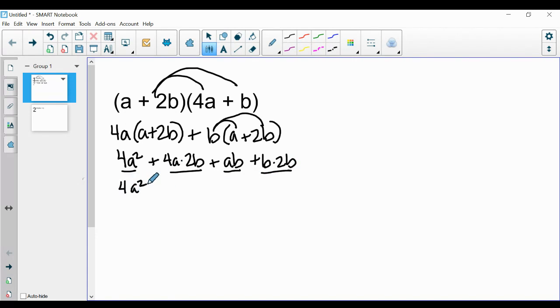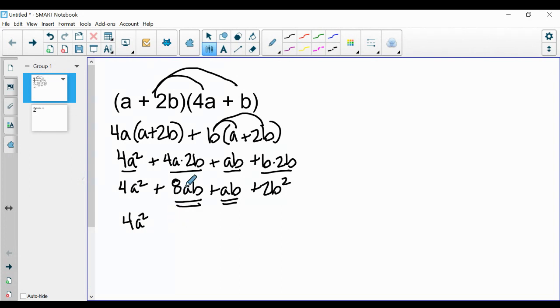I'm going to have 4A squared, then 4A times 2B is 8AB. This is already multiplied, AB. And then here we have 2 times B squared. Again, we have our 4 terms, and usually the 2 middle terms you can combine. This is an AB term and this is an AB term, so we can put those 2 together. We cannot combine the other 2 because there's no other A squareds.